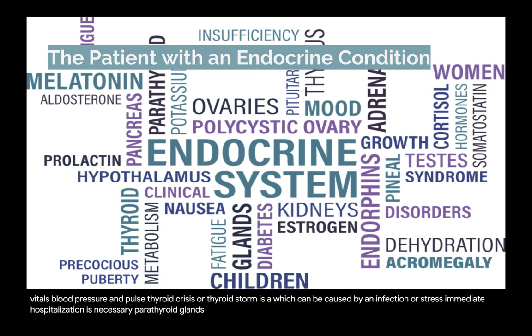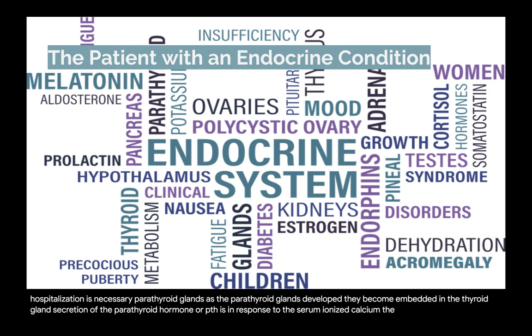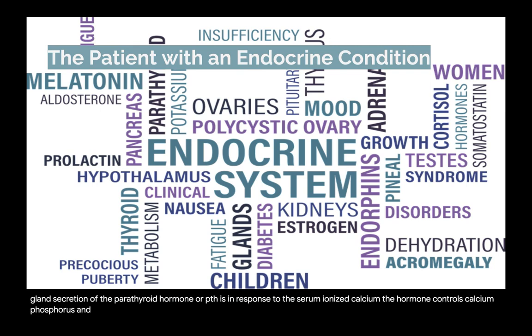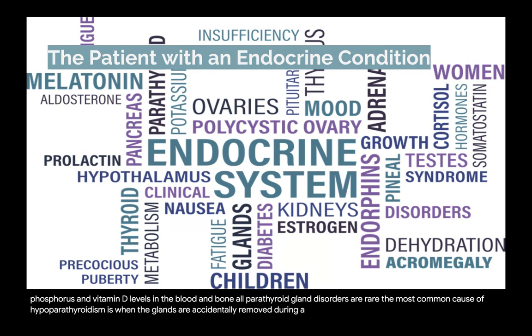Parathyroid glands. As the parathyroid glands develop, they become embedded in the thyroid gland. Secretion of the parathyroid hormone, or PTH, is in response to the serum ionized calcium. The hormone controls calcium, phosphorus, and vitamin D levels in the blood and bone. All parathyroid gland disorders are rare. The most common cause of hypoparathyroidism is when the glands are accidentally removed during a thyroidectomy.